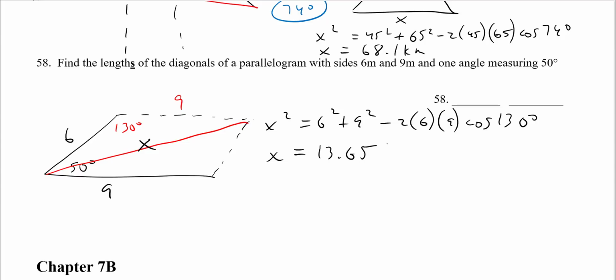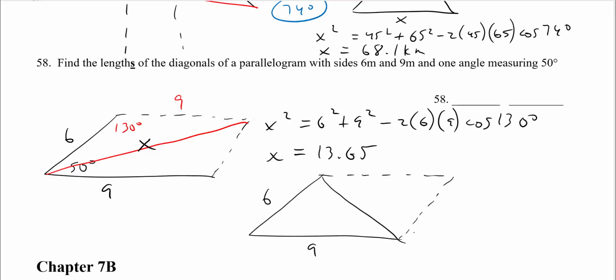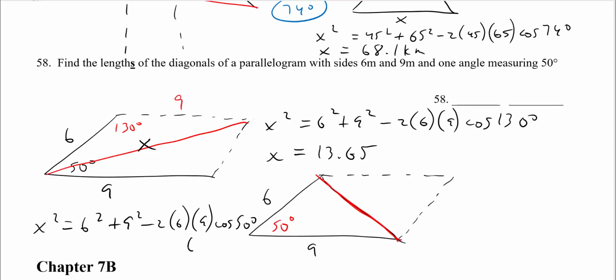Okay, and then if I do it the other way, let me just redraw this here. This is 6 and 9. So if I'm looking for this other diagonal, let me draw it in red. That one's pretty easy too, because this is still 50 degrees. I just set up law of cosines, right? So x squared equals 6 squared plus 9 squared minus 2 times 6 times 9 times cosine of 50. And so x comes out to be 6.90. So 13.65 and 6.90.